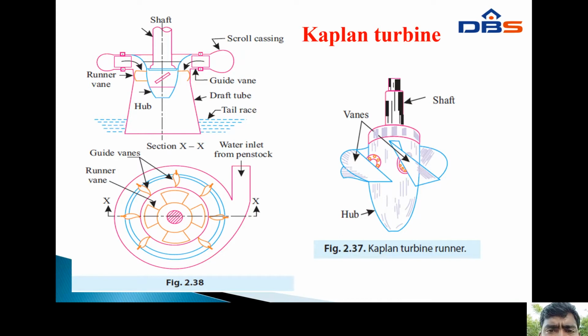The Kaplan turbine is an axial flow reaction turbine, which was developed by the Austrian engineer V. Kaplan. The turbine is named after him, Kaplan being a scientist's name.